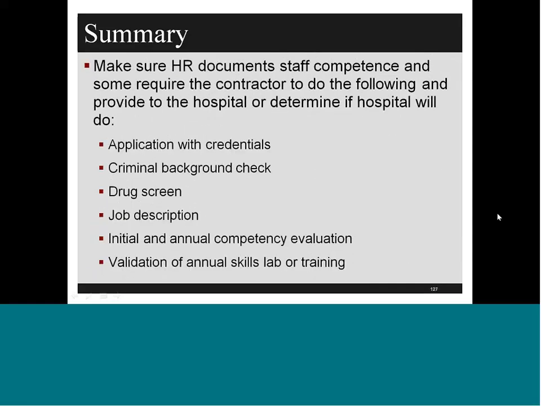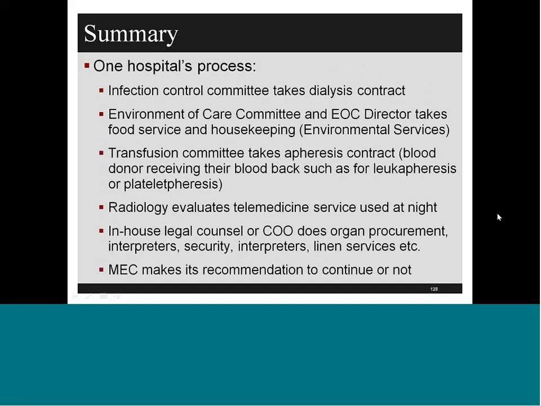So here's an example of the HR. Again, we would do criminal background checks as required by your state law. Sometimes they're required to do drug screens, and we always put in there our drug screening process. So, one time we had a CRNA who made a mistake, and a big mistake, and our policy was if a mistake is made, then they have to have a drug screen. Job description, again, validating during the annual skills lab or in orientation, the training, so we would put all of that in there. So this is one hospital's process.